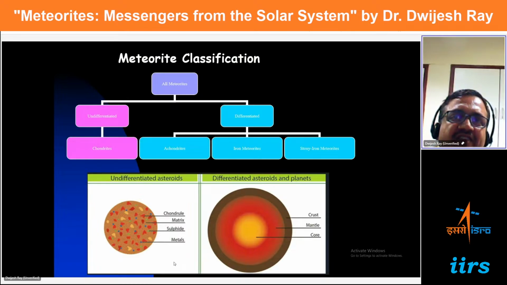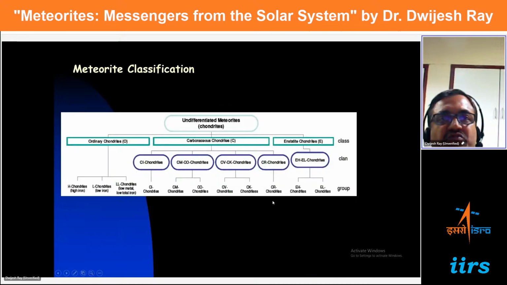These are some other classifications. We call them undifferentiated and differentiated. Undifferentiated means you can expect a homogeneous body with no layering. Differentiation means that due to heating, the heavier elements concentrate into the core. So we get the iron-nickel alloy at the core, and gradually upwards you get lighter elements and lighter minerals, because the mantle is a little lighter compared to the core, but a little heavier compared to the crust. So this is the distribution.